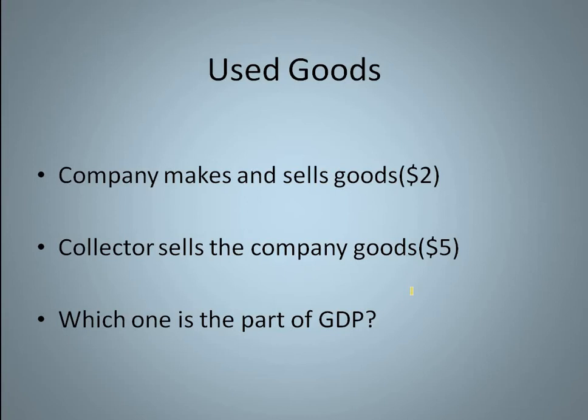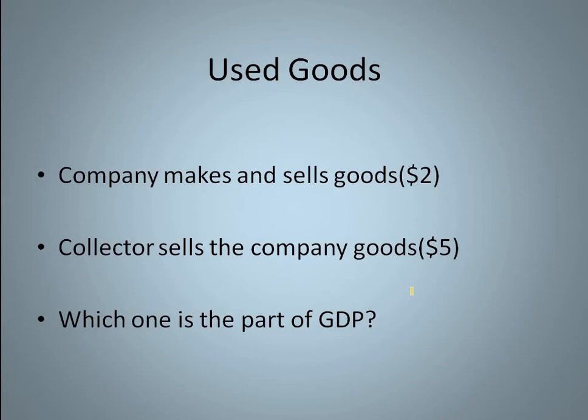Let's suppose here is an example of a company. A company makes a pack of baseball cards and sells it for $2. The $2 is added to the nation's GDP.